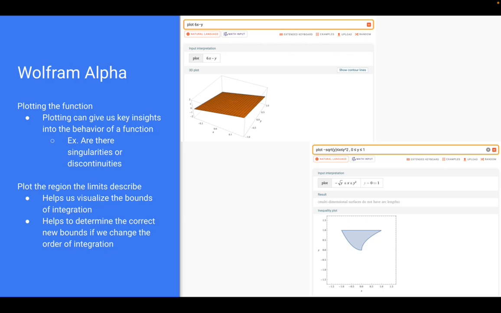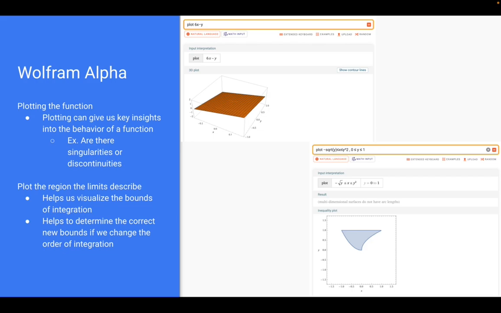First, we can plot the function. Plotting the function can give us key insights into the behavior of a function. For example, are there any singularities or discontinuities we need to be aware of when integrating? And next, we can plot the regions of the limits. This can help us visualize the bounds of integration and can help us determine the correct new bounds if we need to change the order of integration.